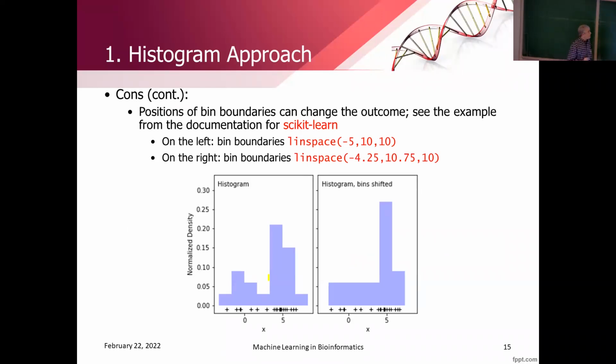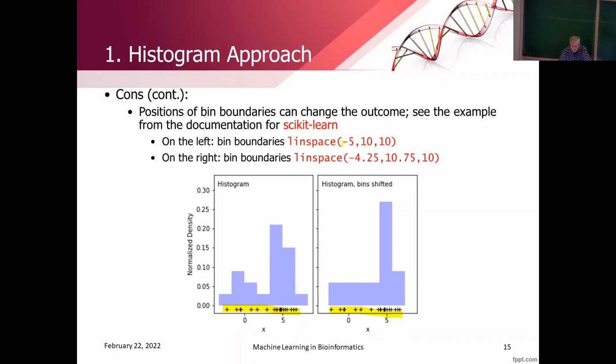And there is one more disadvantage, at least one more disadvantage, and this is the position of the borders of the bins. This example is actually from the documentation of scikit-learn. We have one-dimensional observations, which are depicted here on the bottom. So at the number line, there are these small crosses, and this is the position of the values. And we have the same sample on the left and on the right. And these two histograms differ just by different borders of the bins.